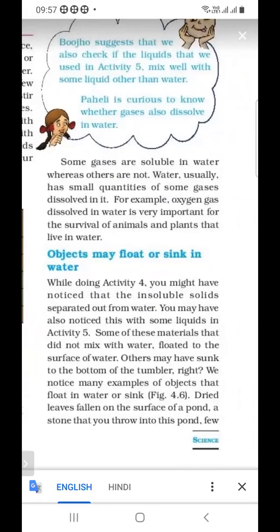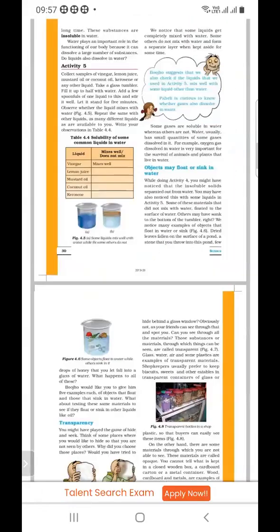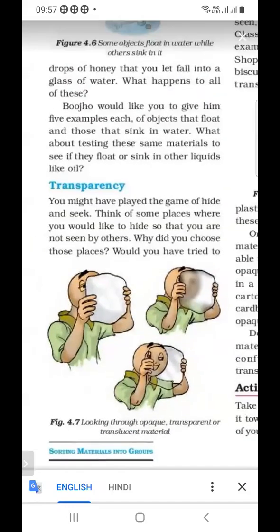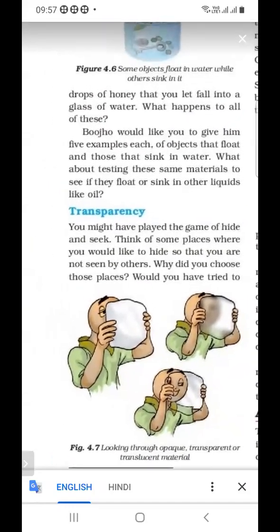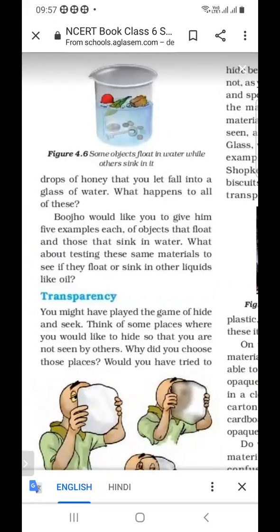So what do we mean by an object may float or sink in water? When we put any object into the water, some objects float and some objects sink. The objects which are heavier will sink into the water, and the objects which are very light will float. So in figure 4.6, some objects are floating and some are sinking. So this is a property of the material.